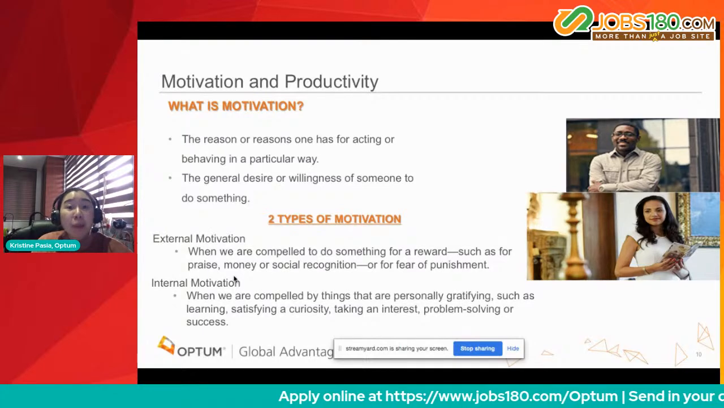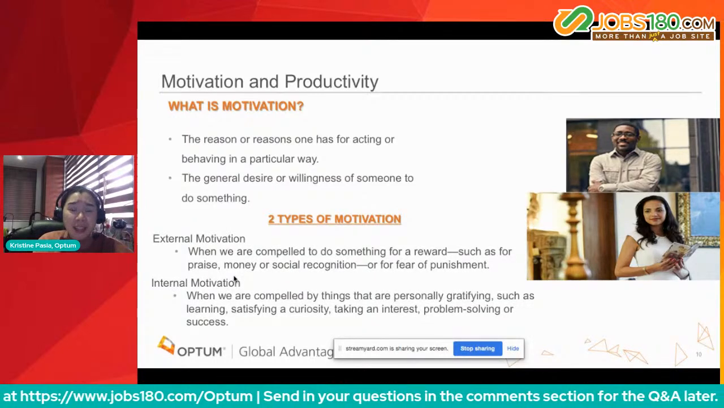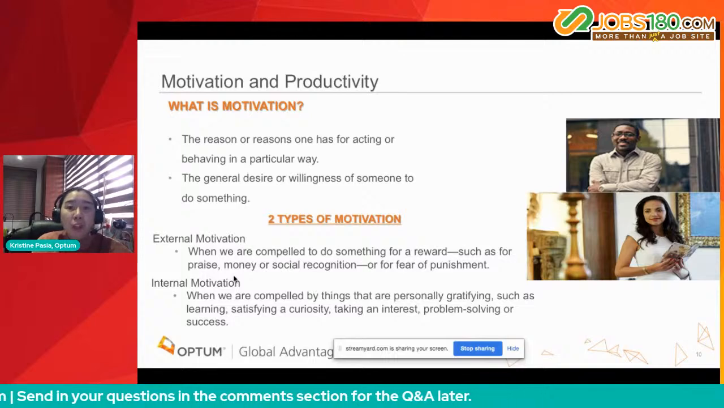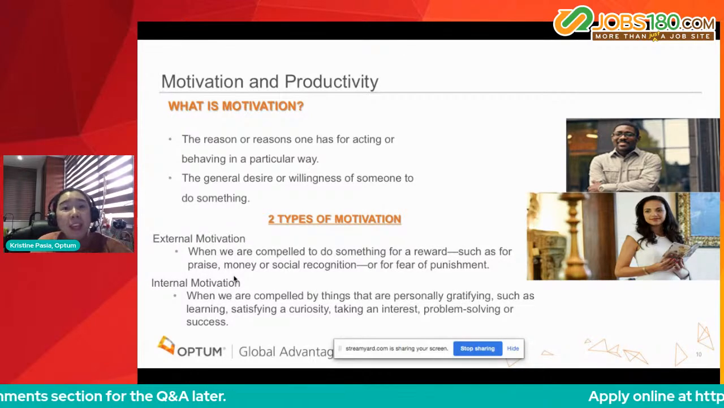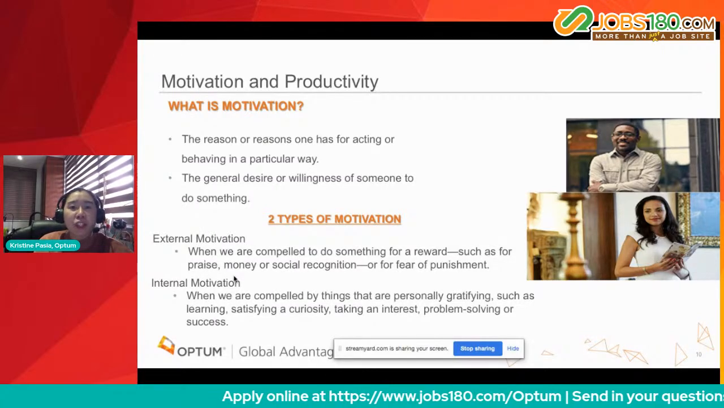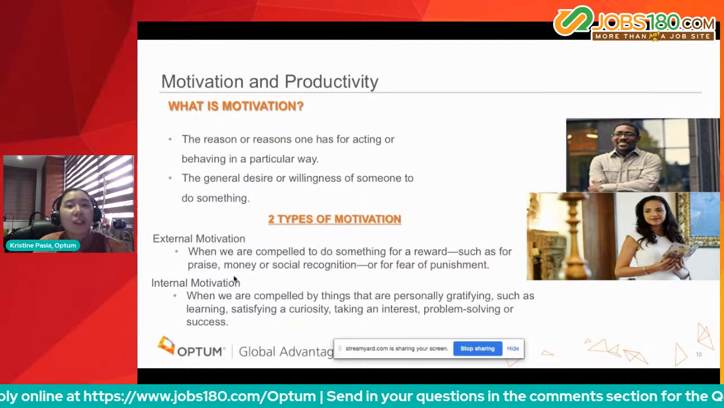And then the internal motivation is when we are compelled by things that are personally gratifying. Like my example, when you want to complete a dance or learn a dance because you'd want to have an additional skill, that's what internal motivation is. When, let's say, we want to learn baking, or a new skill that we'd want to learn, that's more of internal motivation. So you have to see also the difference between the external and internal motivators.